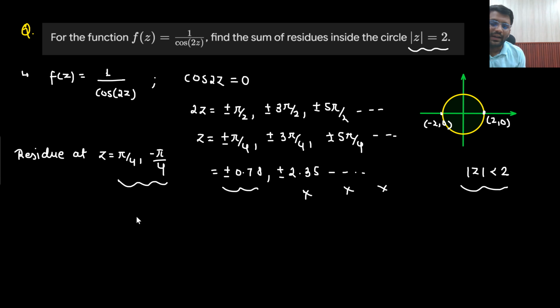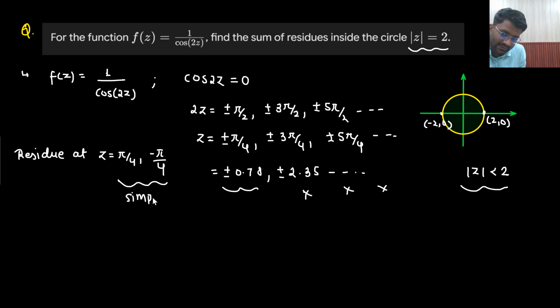Are they simple poles? How did we find the singularities? By putting the denominator equal to 0. That means surely they are poles. Now whether it is a simple pole, a multiple pole, or a removable singularity, I will tell by looking at the poles. Pi by 4 is appearing only once. Minus pi by 4 is also appearing only once. What does that mean? It is a simple pole.